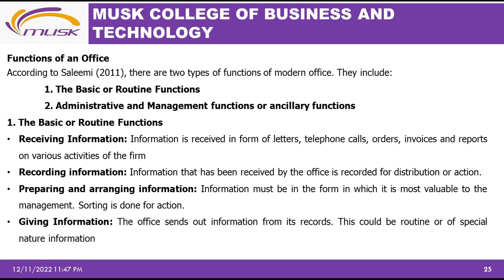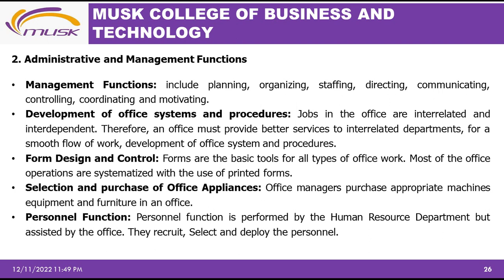And the other one is giving information. The office sends out information from its records. This could be routine or special nature information. Then we have the administrative and management functions. We have the management function. This is what we introduced in our first topic. So under the administrative and management function, it is the same: the planning, organizing, staffing, directing, communicating. We have extensively discussed that in our first topic.